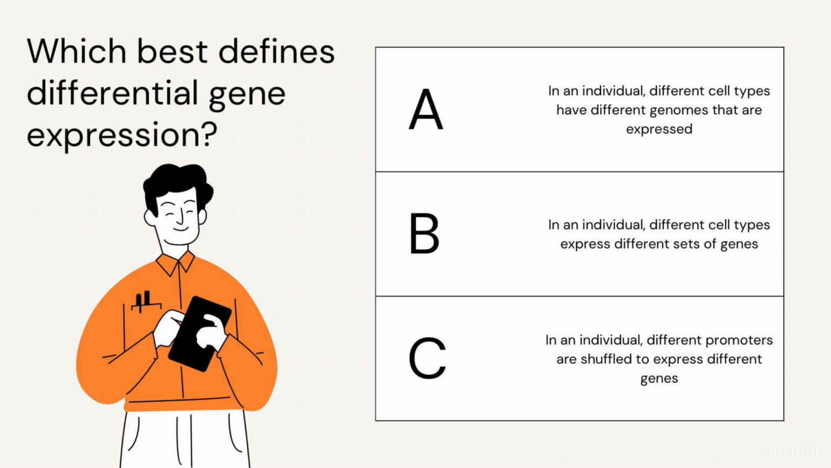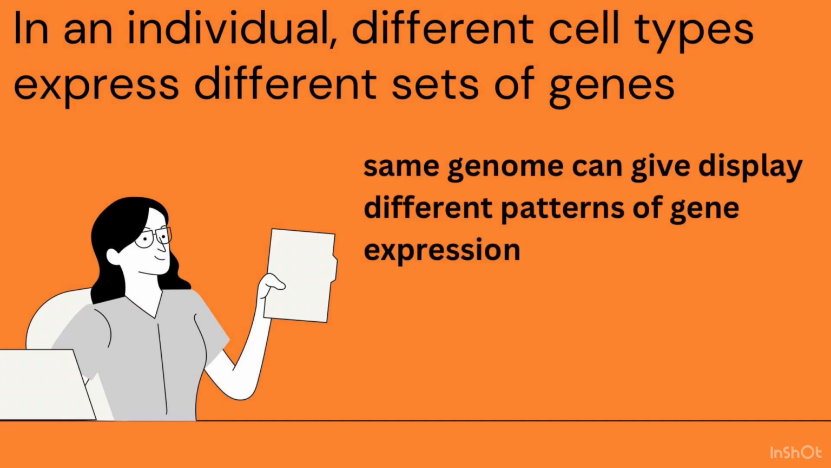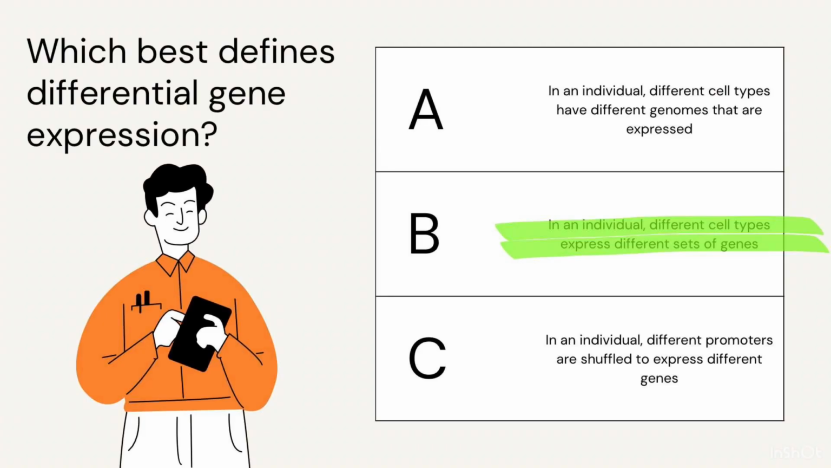The correct answer is going to be B, in an individual, different cell types express different sets of genes. So why is this the correct answer? Differential gene expression refers to the fact that in different cell types within an individual, the same genome can give rise to different patterns of gene expression. This results in cells having different functions and performing distinct tasks within the body, even though they have the same genetic information. So that's why B is correct.